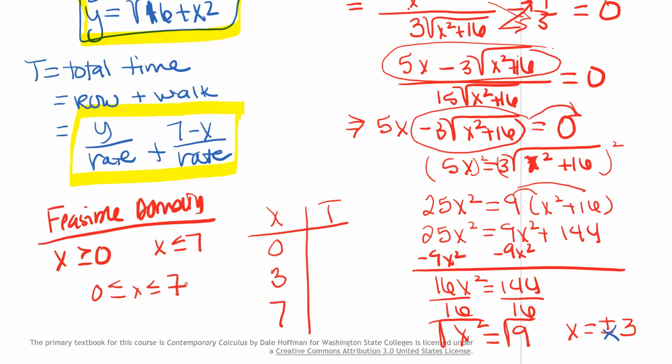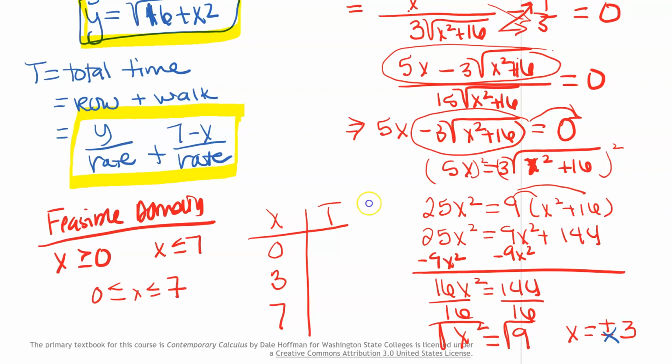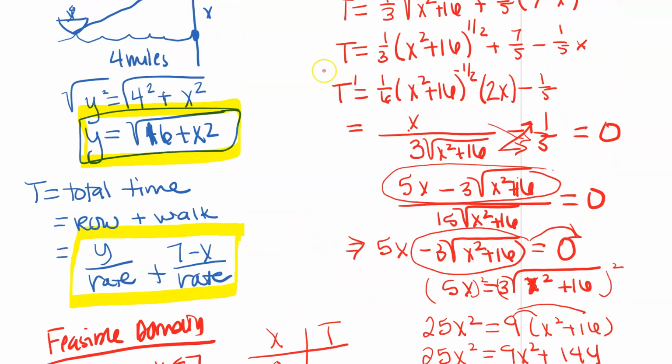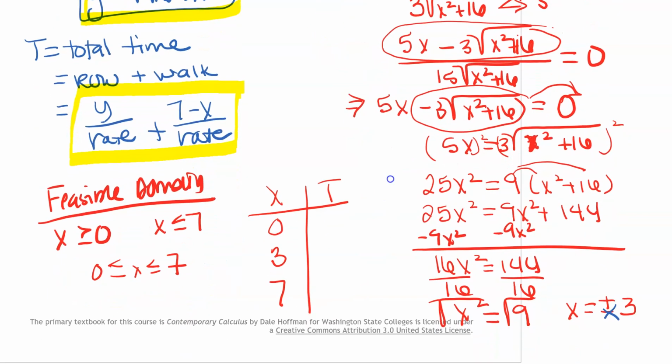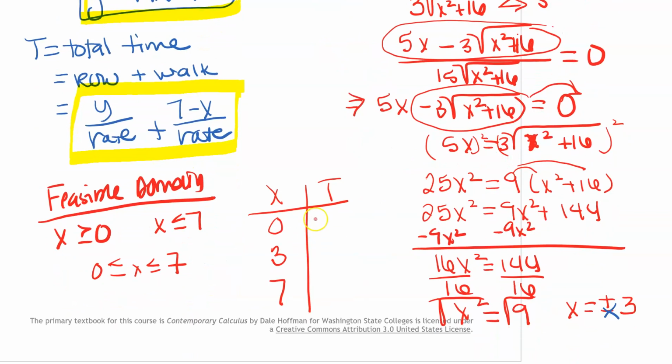So again, when we go back and plug in this 0, 3, and 7, make sure you are plugging back in to your time function, whichever version of it you would like to. Plugging in 0, you get 41 over 15, which is like 2.73. Plugging in 3, we get 37 over 15, which would be 2.47. And plugging in 7 would be square root of 65 over 3, which is 2.69.